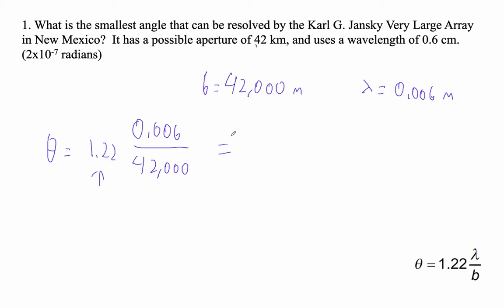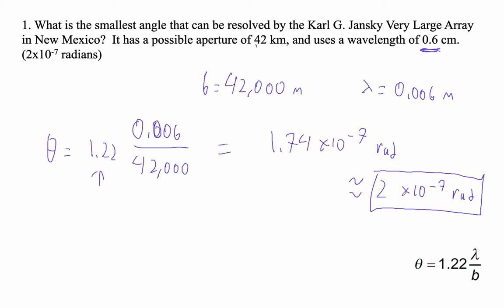42,000. So this is like a Reynolds number. It actually is. It's very much like the Reynolds number, sort of this arbitrary thing. Okay, so 1.22 times 0.006 divided by 42,000, and I get about 1.74 times 10 to the minus 7th radians. Since this wavelength has 1 sig fig, we would say that's about 2 times 10 to the minus 7th radians. Okay.